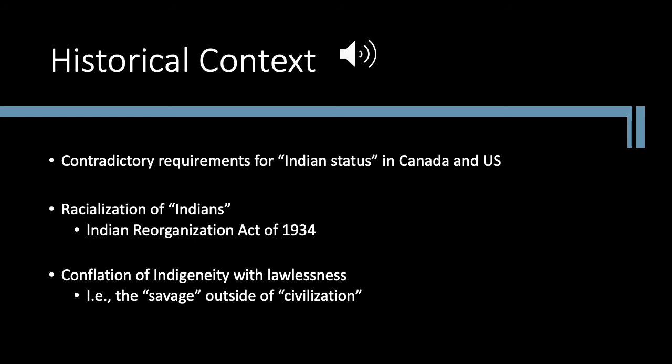It has to do with the history of racialization, the ways in which indigenous peoples have been historically reframed as a racial category as opposed to members or citizens of sovereign nations, and the ways in which that framing of indigenous peoples as a racial category is tied to the erosion of treaty rights and sovereign rights. And we have the conflation of indigeneity with lawlessness, i.e. the idea that the savage exists outside of civilization.